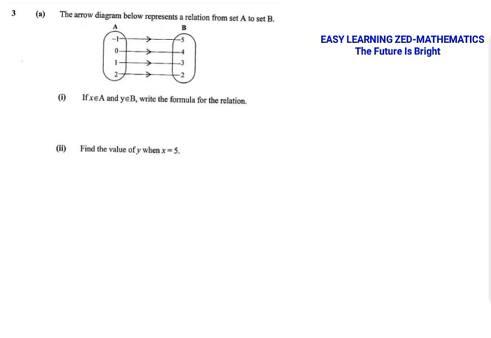Then the first question is: if x is equal to A and y is equal to B, write the formula for the relationship. What we're going to do is first write y is equal to, because we want to write the formula. Then we are going to concentrate on the range, the numbers I've circled. We need to understand how they are progressing.